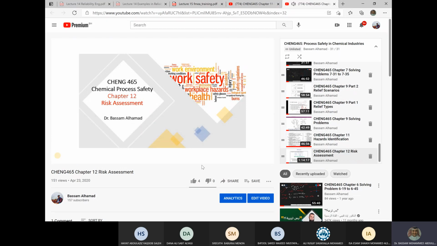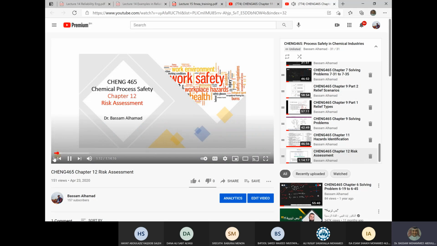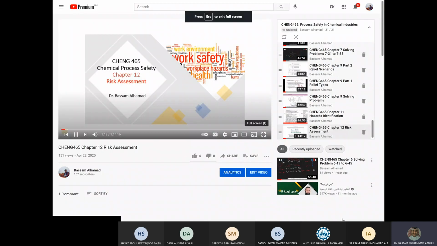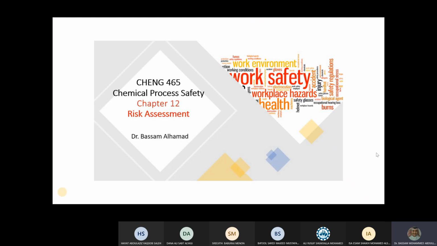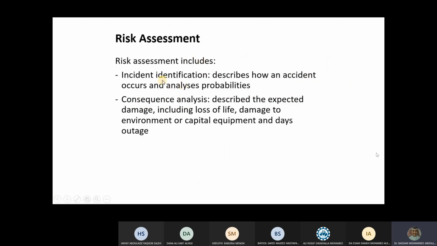Then chapter 12, it's just a continuation of what we have taken, because it's still more like qualitative, how we look at risks and looking at the areas where there could be some problems. And in this case, we want to look at the areas that we could have high risk and some other methodologies that we could go through. Okay, so risk assessment includes incident identification and the consequences. So how an accident occurs, and you analyze its probability, and what are the consequences.